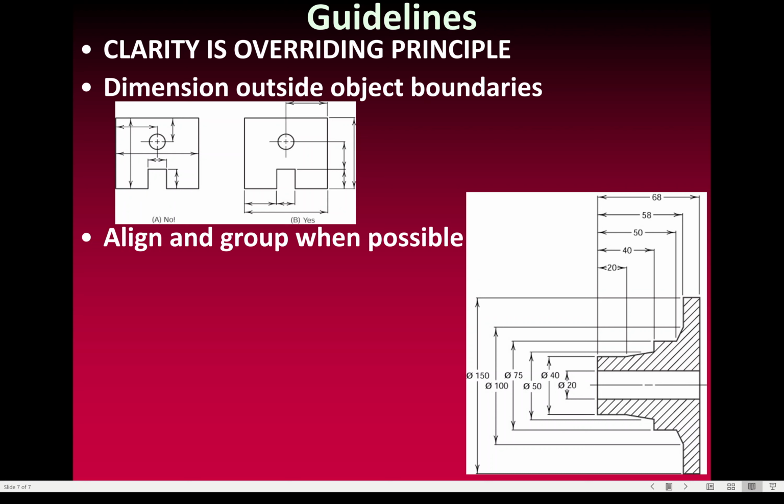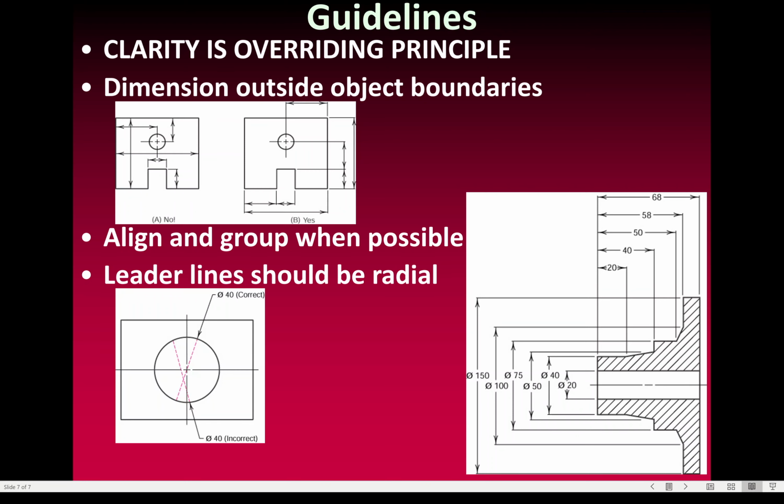Similarly, if you've got these different depths, relating them all back to the same point, like I have here, the 20, 40, 50, 58, 68, that way if someone's fabricating it, they can just zero their counter, say at the left side, move 20, make that dimension, then go to 40, make that dimension. They don't have to reset their counter. It's all based off the same zero point. Can be very helpful in fabricating a part.